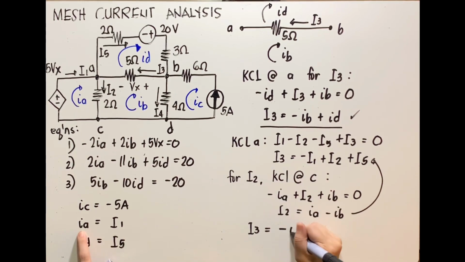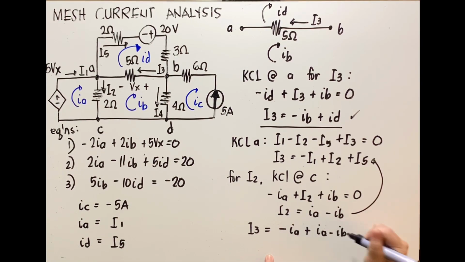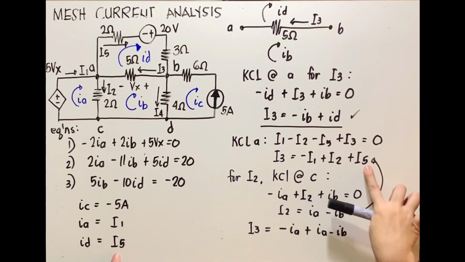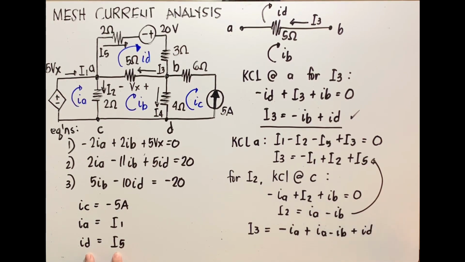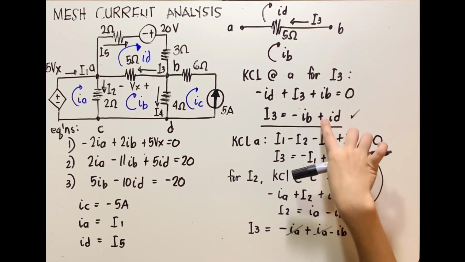I1 is equal to IA plus I2. Ito yung I2 mo. IA minus IB. Plus I5. Ano ba yung I5 mo? I5 ko ay ID. Mangyayari, makakancel si IA kasi negative positive yan. And it will result to negative IB plus ID, which is this one.